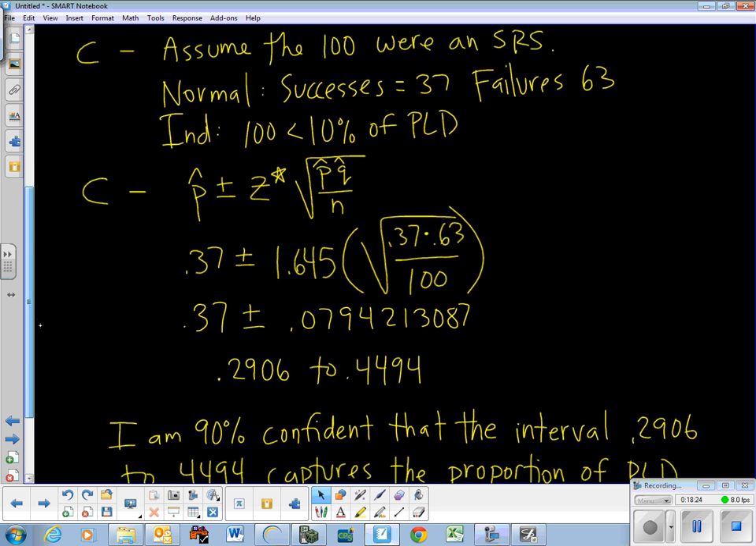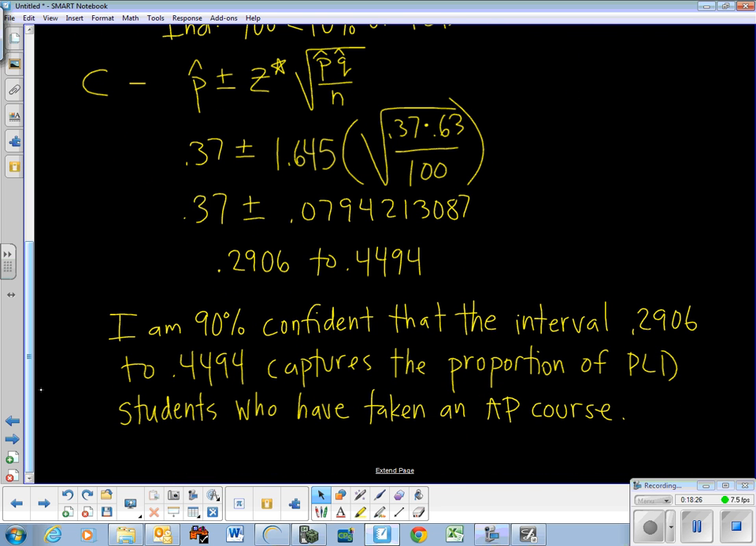So I went ahead to the last I, the interpret in context. I'm 90% confident that the interval 0.2906 to 0.4494 captures the proportion of PLD students who have taken an AP course. Pause this if you need to, but get that wording down because this is the first one with the numbers and the context in it. That's what your interpretation should look like every single time.